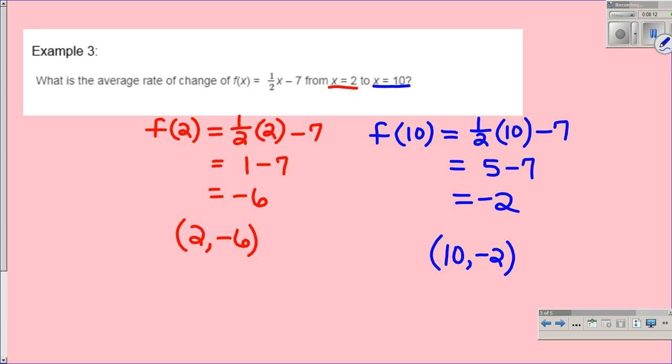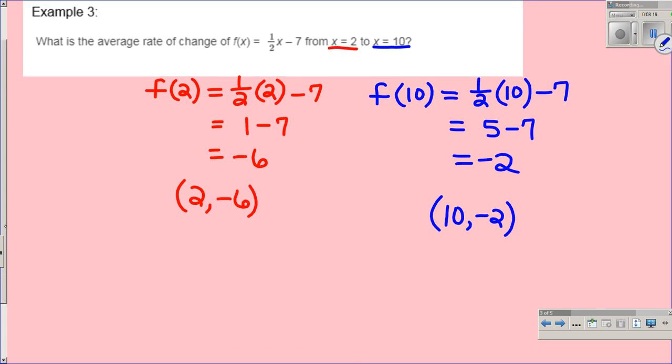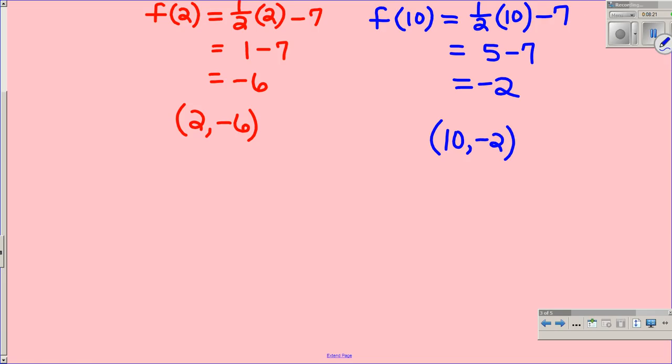We're now looking at that rate of change. We're wanting to see how much did this change when we went from x equaling 2 to x equaling 10. So I'm going to use that slope formula. This is my x1, my y1, my x2, my y2. So our formula is to take the second y coordinate, negative 2. We're going to subtract negative 6. Be careful here. This is going to become plus positive 6. And now we're going to take our x2, 10, and we are subtracting 2.